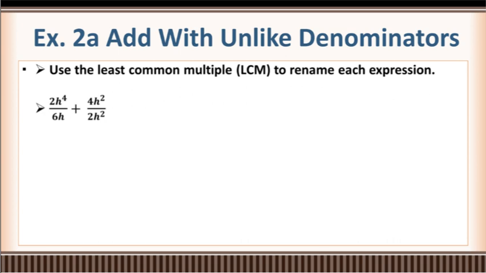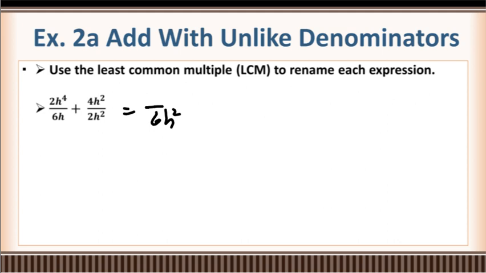Second type, adding with unlike denominators. So here we need to find the common denominator first before we can add our fractions or our rational expressions. So 6h plus 2h squared. Well, the common denominator of 6 and 2 is 6, and for h and h squared, it cannot be smaller than the biggest exponent, so it has to be h squared.